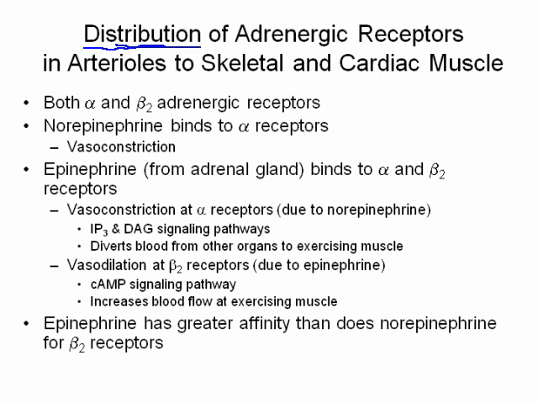This is in part due to the fact that the distribution of the receptors varies. Both in skeletal and cardiac muscle, there are both alpha receptors as well as beta-2 adrenergic receptors. Norepinephrine, coming of course primarily from sympathetic postganglionic neurons, binds mostly to the alpha receptors and causes vasoconstriction. Epinephrine, coming from the adrenal gland, binds both to alpha and beta-2 receptors. And the alpha receptors, just like with norepinephrine, cause vasoconstriction.